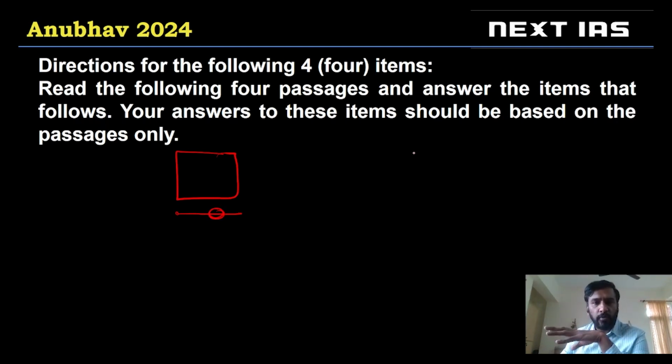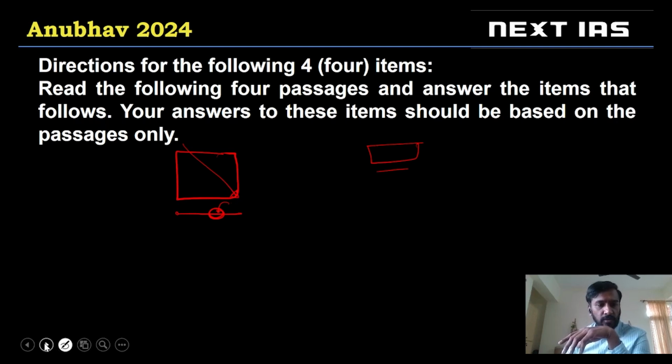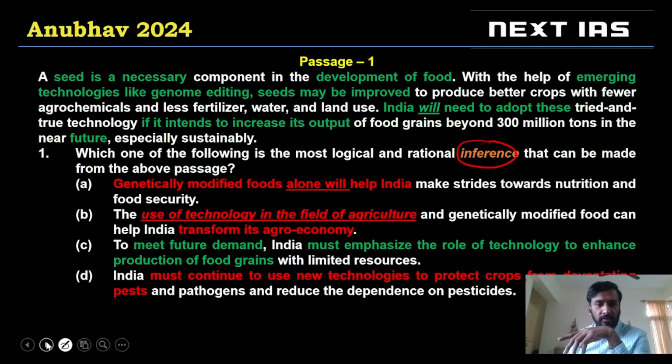If one passage has four questions, it does not. But usually, UPSC will give us a passage with two questions or three questions at most. So remember that you read what the question is asking before you read the passage. So in this case, if you notice, the first question here was an inference question.